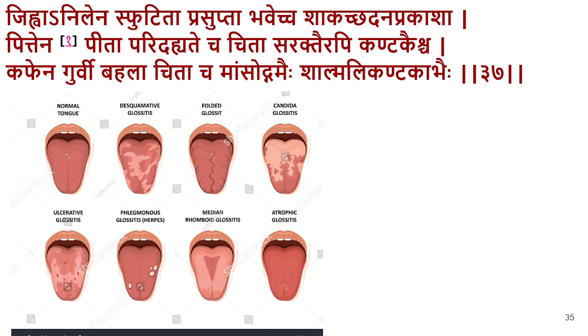According to Sushruta, Jihva Anilena Sputita Prasupta Bhavetya Shakachadana Prakasha. Shakachadana is these leaves of that teak wood, teak wood like leaves, where the surface becomes rough. That's the polyps in the tongue, they become hypertrophied, that is, they are increased.